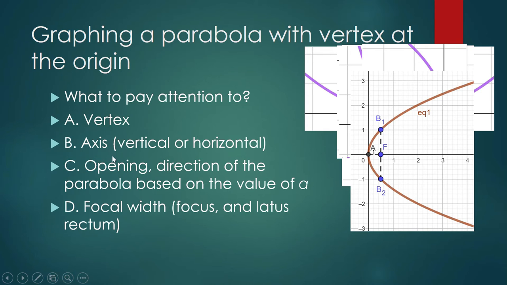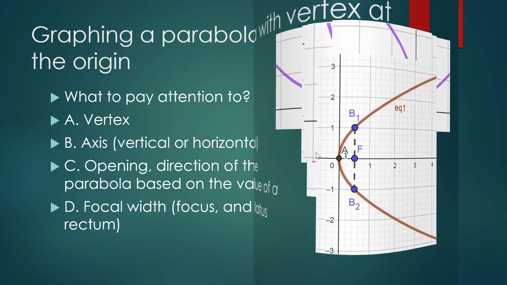Let us agree on the axis. Is it vertical or horizontal? Does it open to the left or right, up or down? Then we go to the focus. From the focus, we draw the latus rectum. It will produce those 2 points. And then we trace a curve through those 3 points.